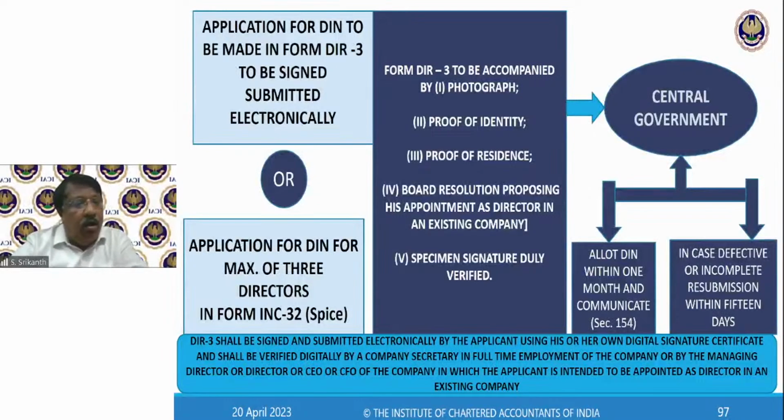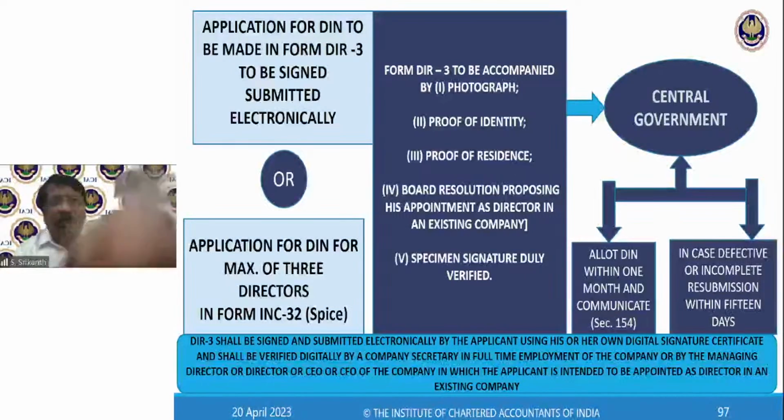So you apply. There's one more option. The top one, the DIR 3 part, is meant for a case where you are appointing a director in your company. You are already an existing company. You want to appoint Mr. X as a director. Now that X may not have a DIN. For that, DIR 3 is used.